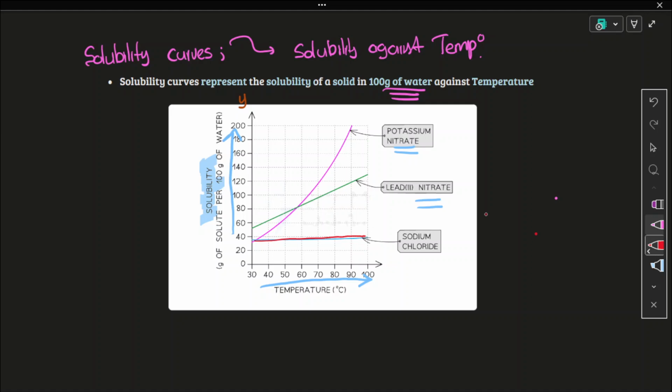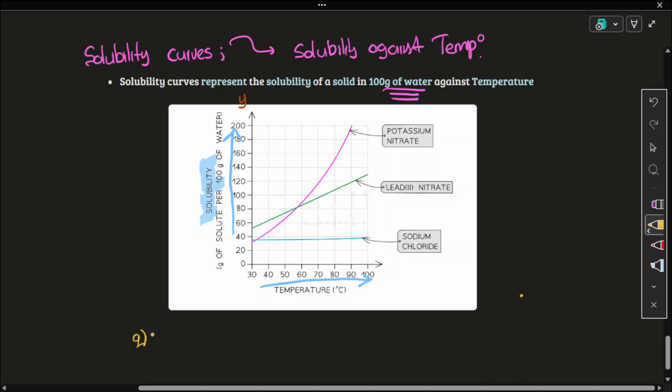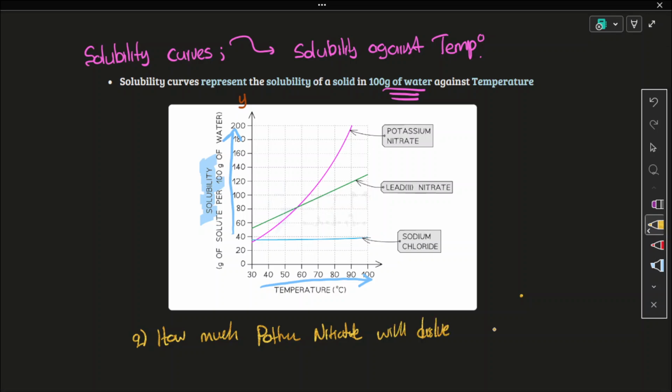None of these things you have to memorize. You will always be provided solubility curves. You just have to know how to read those curves. So I'm just going to give you a very simple sample question. We will be focusing on a lot of these questions when we attempt questions, so you don't have to worry about that. A very simple question I might ask you is, how much potassium nitrate will dissolve in 20 grams of water.